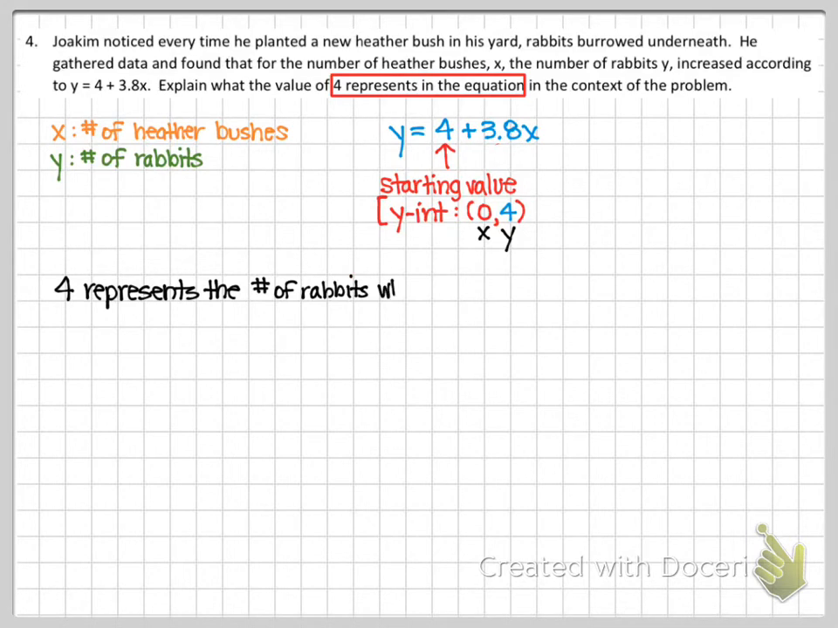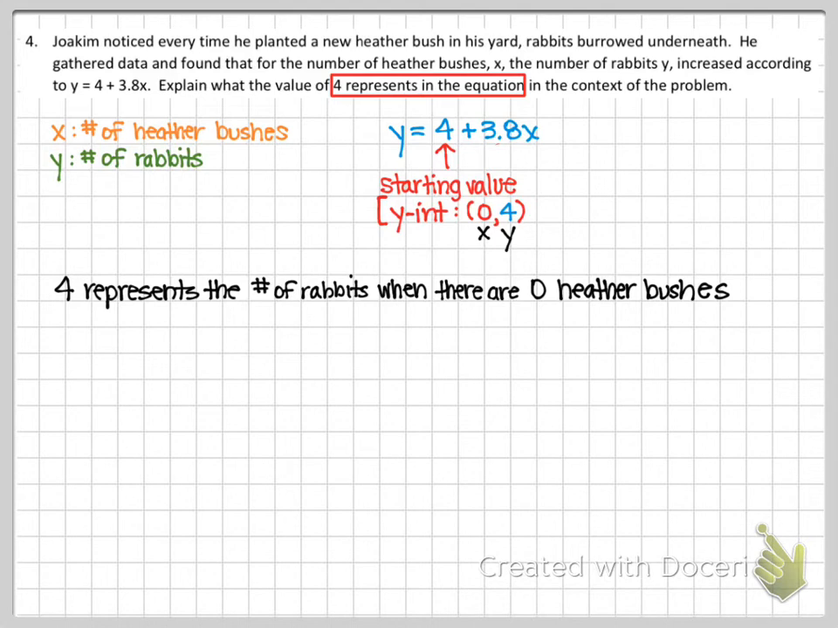Let's transition to the x. When, okay, well, the x value is 0. So when there are 0 x's, 0 heather bushes. When there are 0 heather bushes. So basically, in the beginning, before Joe Kim put any heather bushes in his yard, he already had rabbits. Kind of sounds like he's fighting a losing battle against them. Well, they were there to start with.